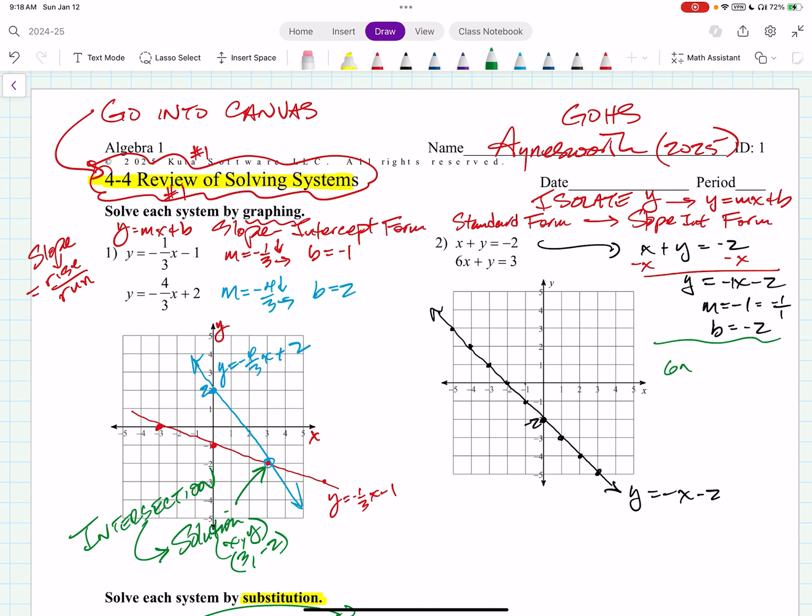Now the second one, let's take it over here. I'm going to rewrite it. You got 6x plus y is equal to 3. I'm going to add the opposite of 6x on both sides. And I have y is equal to -6x plus 3. So I know that my slope is -6, which is -6/1. So I can see my slope, rise over run. I know my y-intercept is 3, so I got to start at 3 on the y-axis, right there at 3. And then I go down 6, right 1, down 6, right 1.